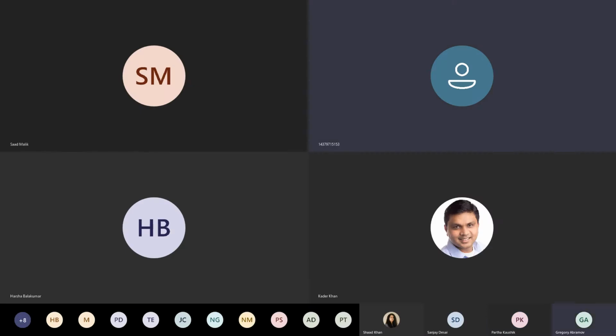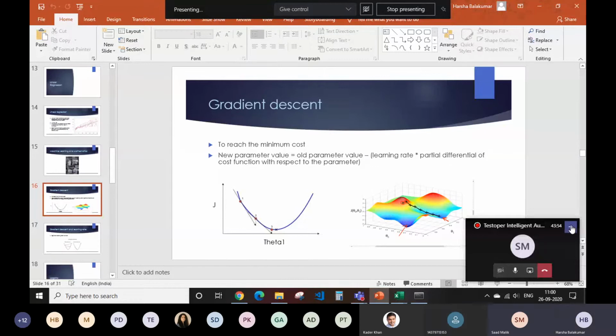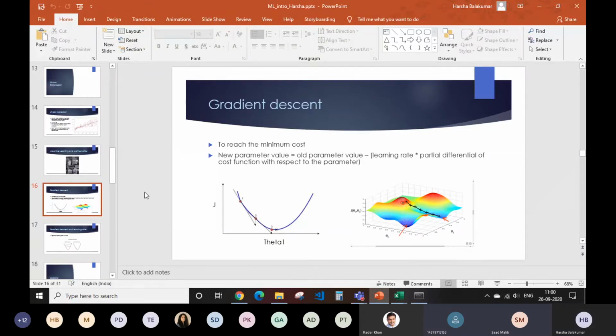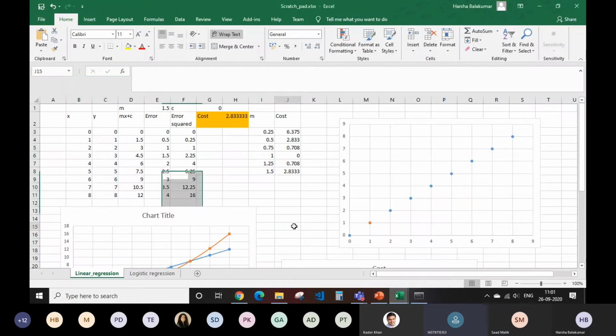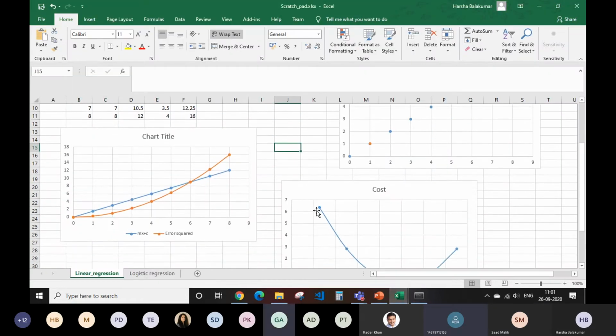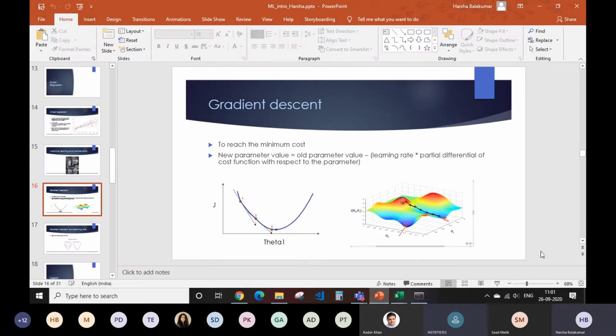So, I stopped sharing if you want to open the slides again, Harsha. Yeah. So, if we just try to relate our formula y equal to mx plus c for this equation, new parameter equal to... if you just go to your slide, please.